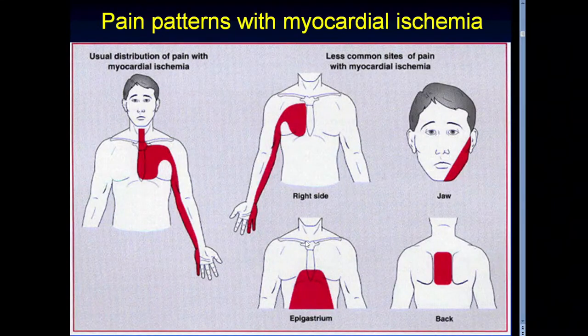The next, these are the typical localizations of angina-associated pain. Here is the usual distribution of pain with myocardial ischemia, and here are the atypical localizations. So the doctor must take into account all the features, but typically you may establish the diagnosis when discovering the typical localization of the pain.